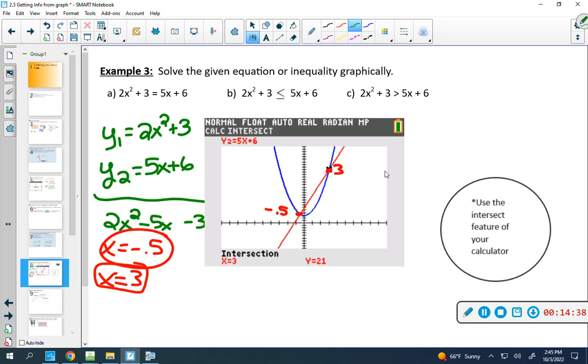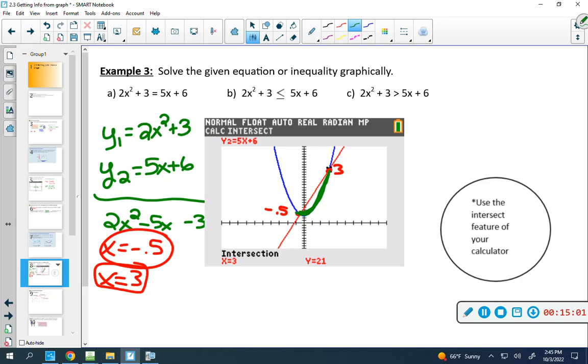Okay, so the parabola we want it to be less than or equal to the blue line. I'm assuming yours are blue and red too. So I want the parabola, the blue, less than or equal to the red. So you're looking at this portion is what I'm after. That's where my parabola, the squared, is less than or equal to the red.